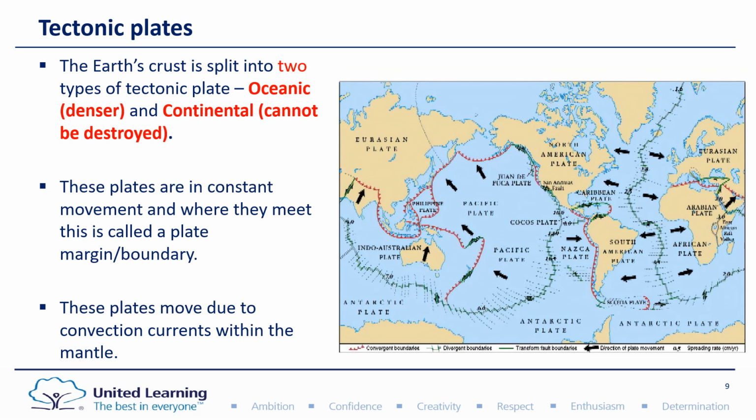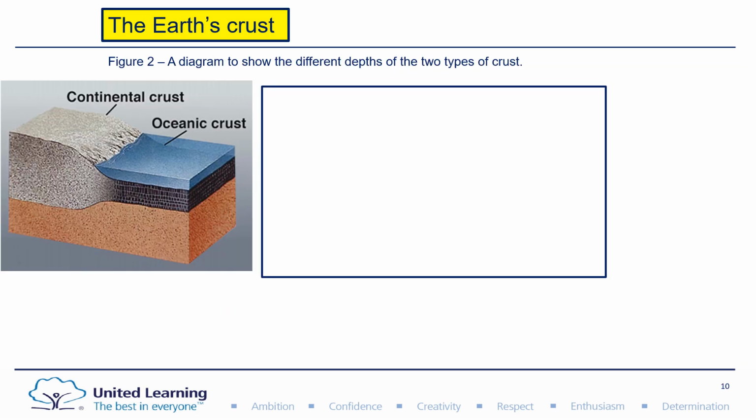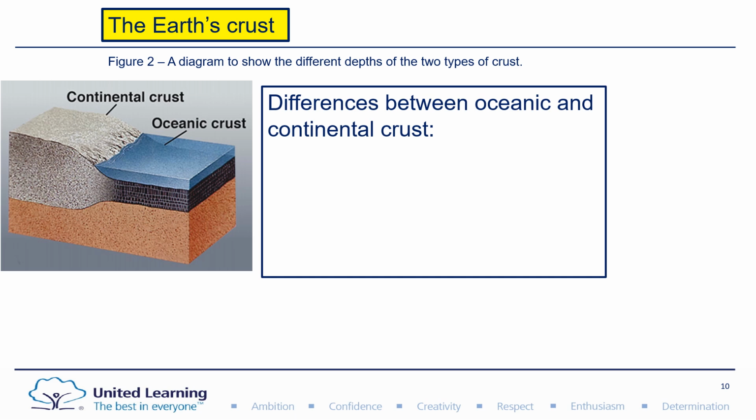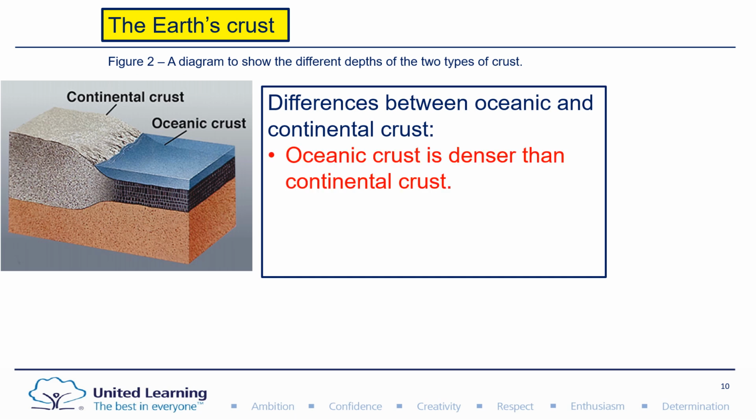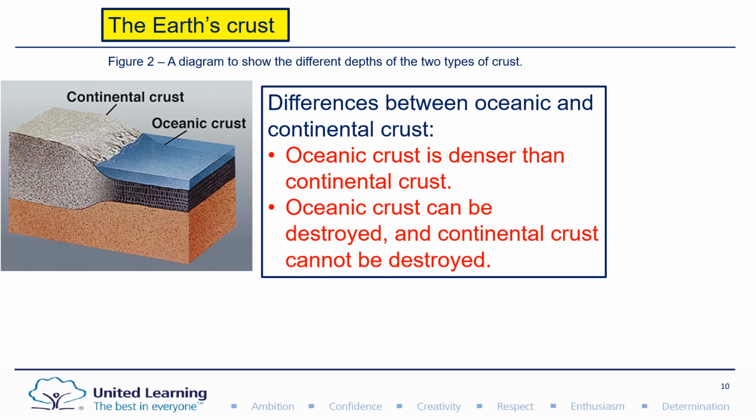Okay, but it's really crucial that we understand the Earth's crust is made up of tectonic plates, and there are 2 types. The oceanic, which is denser, and the continental, which cannot be destroyed. So, there are differences between oceanic and continental crust. I suggest you write these down for your notes. So, the oceanic crust is denser than the continental crust. Oceanic crust can be destroyed, and continental cannot be destroyed. So, when we think about our plate margins, we'll see in a moment, when the 2 plates collide, the oceanic is always destroyed because it is denser.